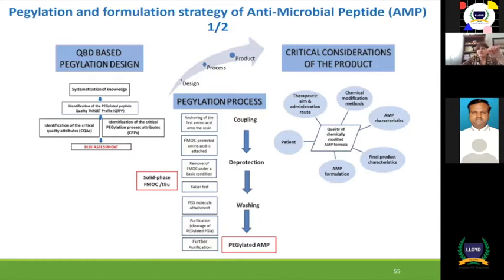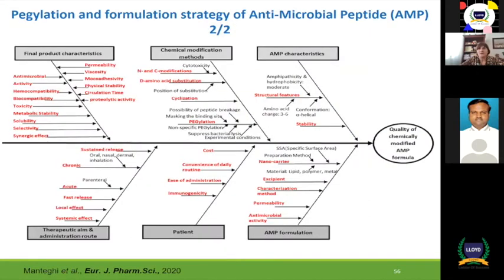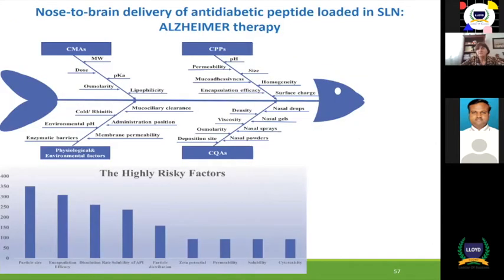And when we have the pegylation procedure and the pegylated antimicrobial peptide, then we put it in a nanocarrier system. Here we are now. This is still a picture about the Ishikawa diagram about the quality of chemically modified antimicrobial formula. What are the effects affecting the quality? What are those critical attributes, material attributes, which will be critical quality attributes?